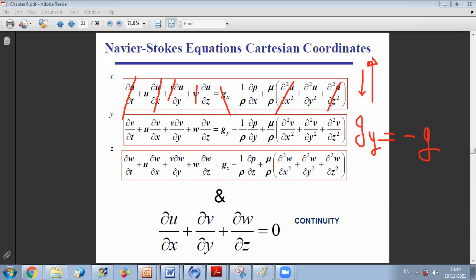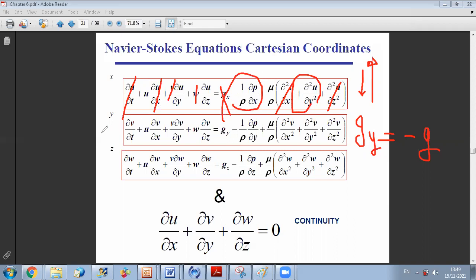Okay, so we end up now with the following result, that from the first equation we get minus 1 over rho del p by del x plus mu over rho del square u by del y square equals 0. This is equation number 1.